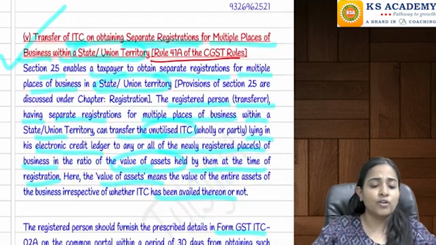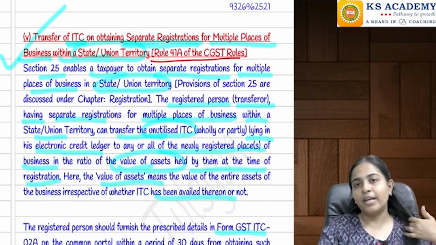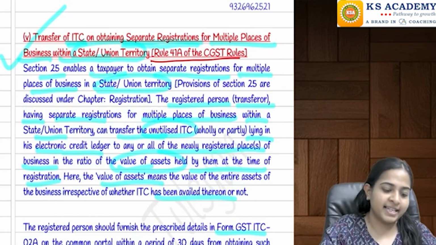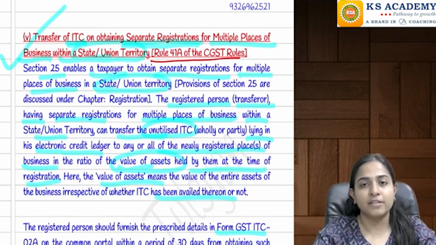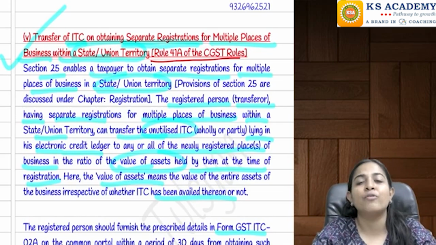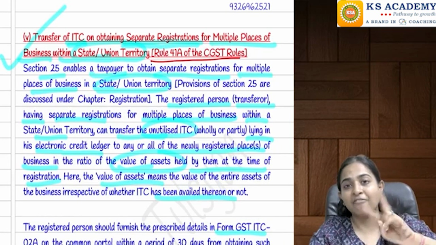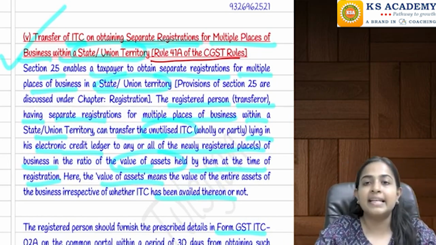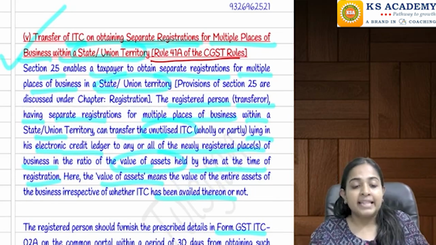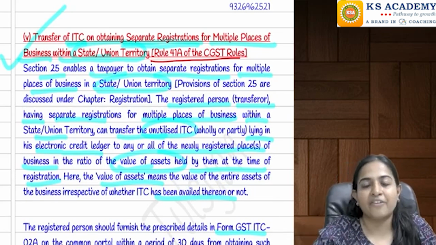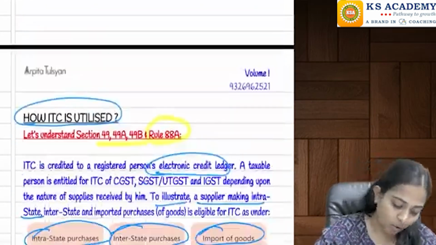Then next one is your rule number 41A. What did we study in rule number 41A? Here there was no demerger, merger, amalgamation, etc. happening. I am a particular entity. My another office within the same state wants to take a separate registration. Allowed or not allowed? Within the same state, can I have multiple registrations? Answer is yes. Then in that case, if a second office is getting opened in the same state, whatever proportion of assets I have transferred to that office, that much proportion of unutilized credit can be given to that office.